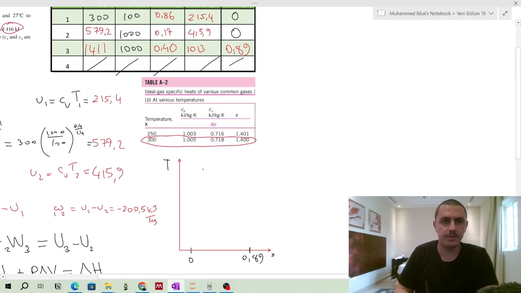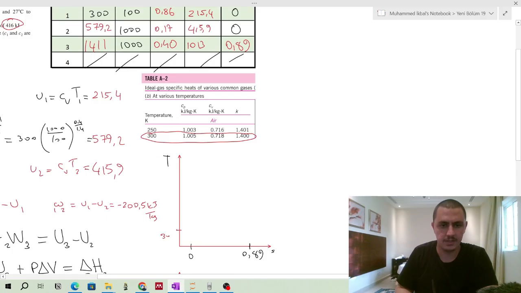So what about temperature values? We have, let's say here 300, we have 579, then we have 1011. At the beginning, you have 0 entropy and 300 degrees. This is the one. Then you have an isentropic process. You increase your temperature during the compression. So this is 2. Then you come to this point, 3.